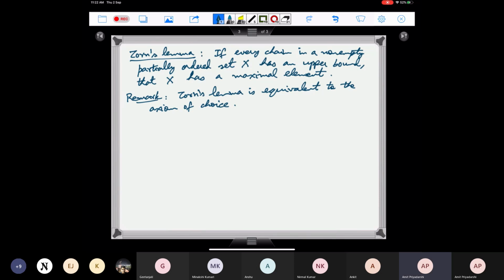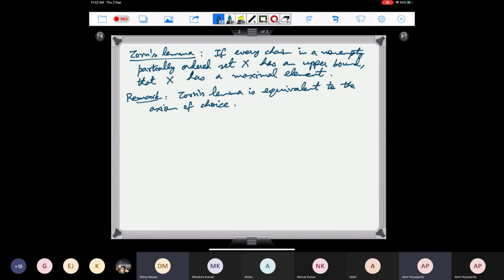Sir, this axiom of choice, like you mentioned, is equivalent to Zorn's lemma, but is the axiom of choice well accepted in the mathematics community, or is there some debate? Because I've read some paradoxes like the Banach-Tarski paradox.